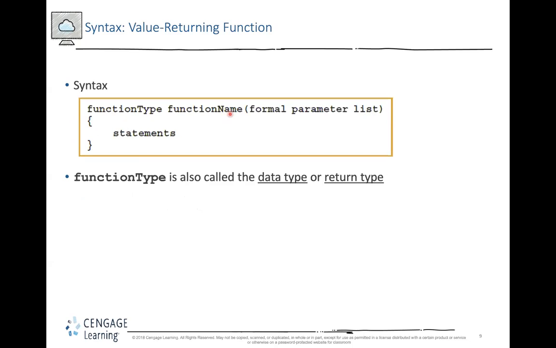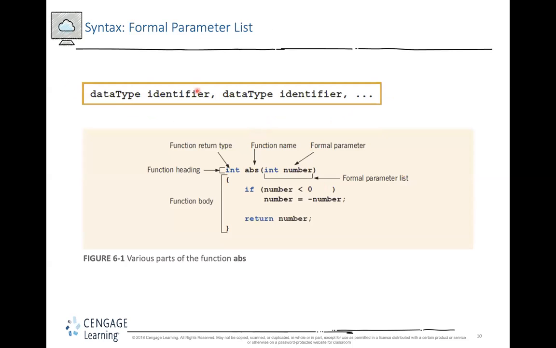This is a more formal syntax here. You have the function name, and you have a return type, which may be a void type. If it's a void type, it does not return a value. If it's not void, it returns a value. Then you have the parameter list, a comma-separated parameter list. The function type here is the data type, or the return type. Return type is a more common way of saying it. And the formal parameter list, right?